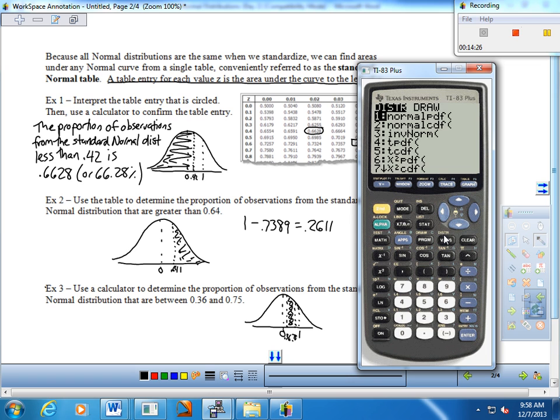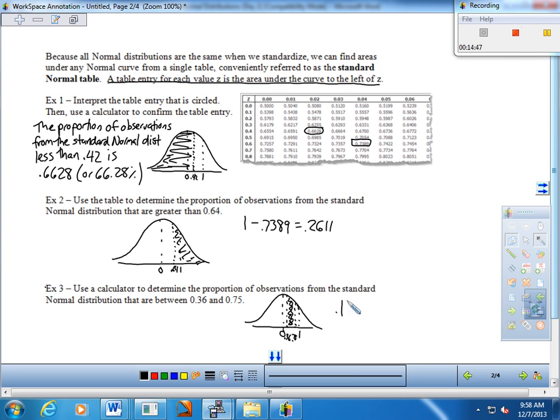So go to that distribution if you would. Number 2, in between 0.36, put the comma in place to 0.75, and that's what we end up getting, about 0.1328. So in this case, I'll go ahead and put that up here, 0.1328, or again, 13.28% of the observations in between those two scores. All right, very nice. Hopefully it's starting to click here.